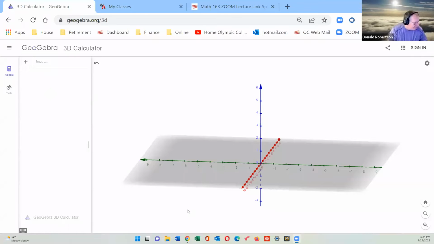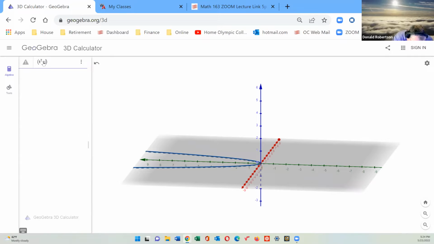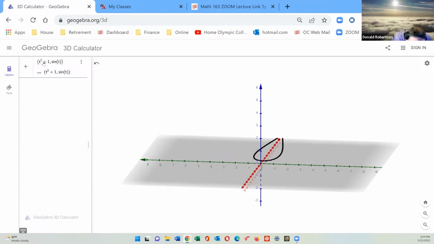So I'm using GeoGebra, and we're going to use it to do space curves. So let's suppose I wanted to do a space curve. You do a little curve bracket, and let's suppose it was t squared plus 1, comma, the sine of t, put in a little bracket because it needed it, followed by 2t take away 1.